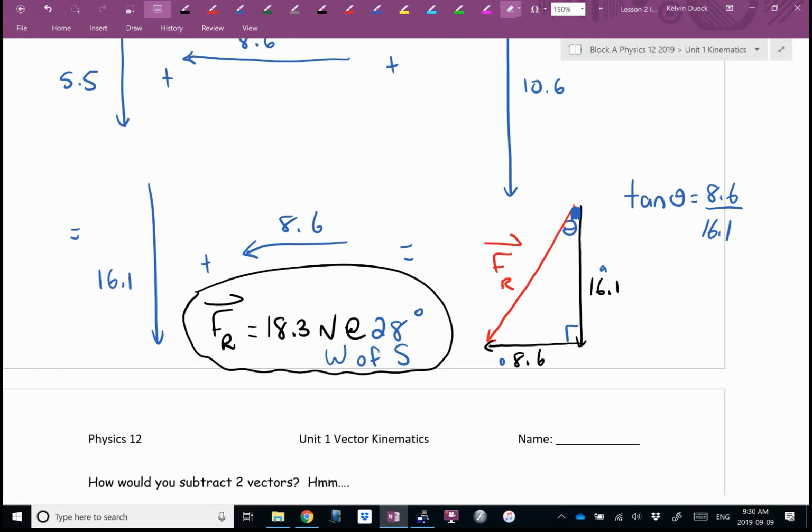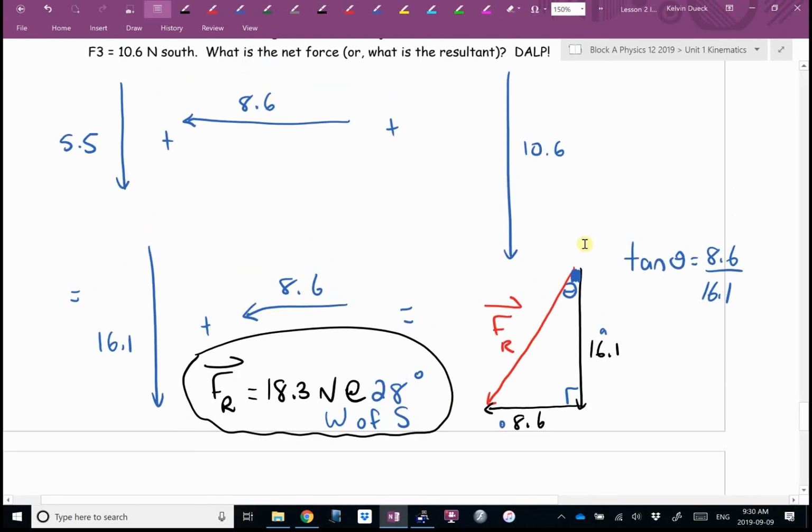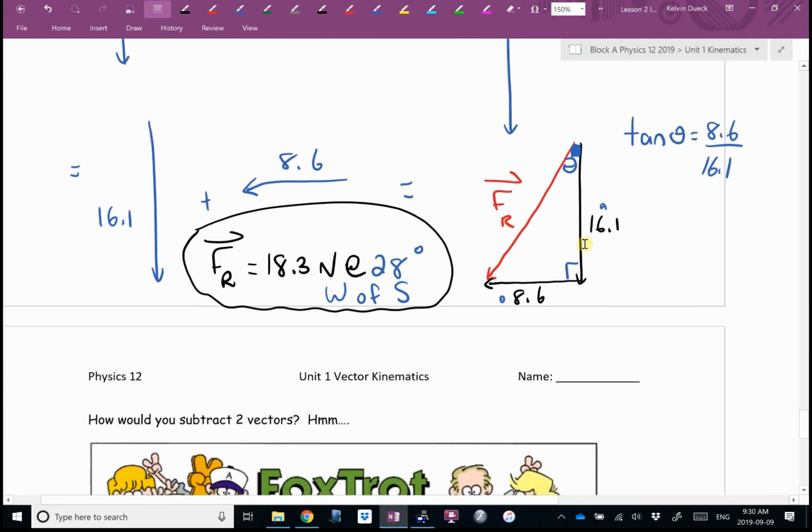Liam, how do you add two vectors together? Draw them. Mason, how do you add two vectors together? Draw them. Kenley, how do you add two vectors together? Draw them. How do you subtract two vectors? We'll talk about that next class.